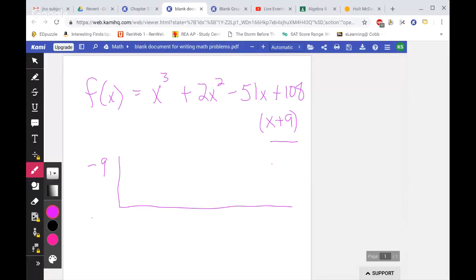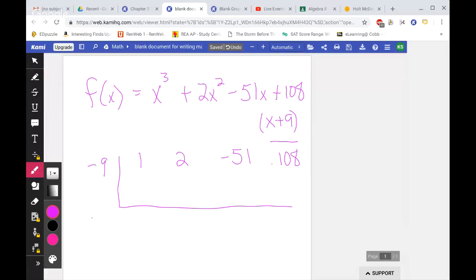Okay? So once again, the first thing we want to double check after we've set up the sidebar with our factor on the side is whether we need any placeholders. Everything looks to be in order, 3, 2, 1, basically, so we don't have any placeholders. So we'll set up our synthetic division by taking the coefficients of our terms. That'll be a 1, a 2, a -51, and then a 108.